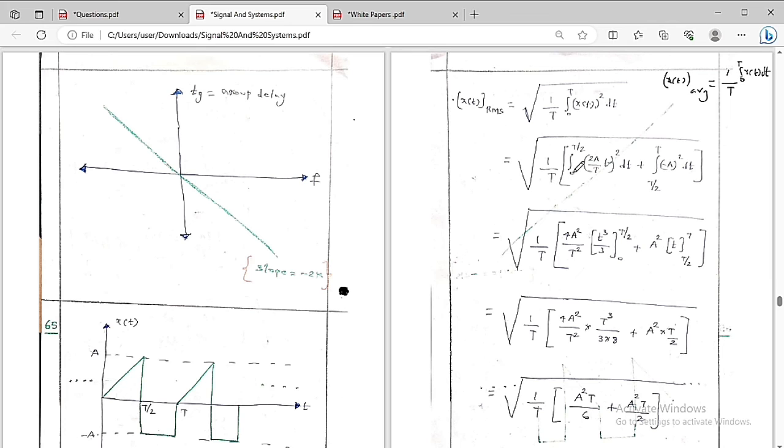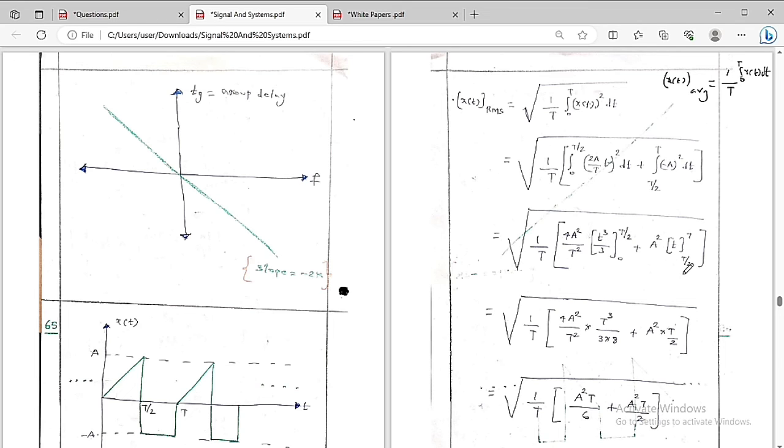So 1 by T, integration of 0 to capital T by 2, 2A by capital T into t whole square dt, plus integration of T by 2 to T, minus A whole square into dt. If you simplify, 2A by T whole square is nothing but 4A square by T square. And integration of t square is t cube by 3, with limits 0 to T by 2. Plus, minus A whole square is nothing but A square, and integration of dt is nothing but t. Substitute the limits T by 2 and T.